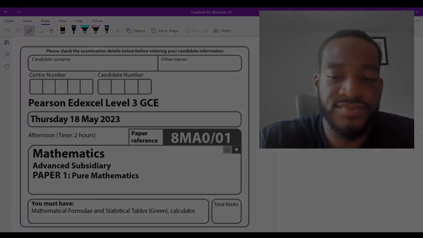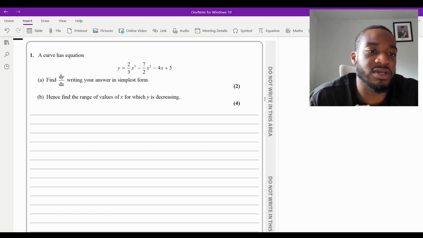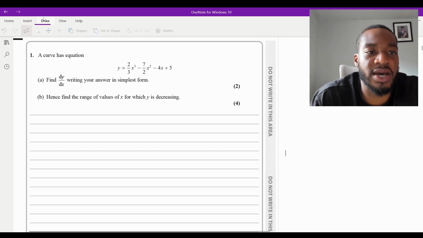Let's get into it. Okay, so question one says a curve has equation y equals 2 over 3 x cubed minus 7 over 2 x squared minus 4x plus 5. Part A says we need to find dy dx, writing your answer in the simplest form, for 2 marks. Okay, so this one isn't too bad.